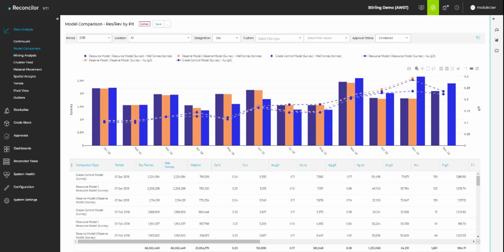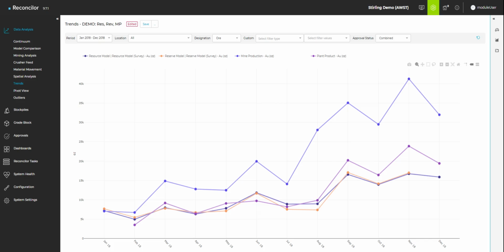So the model comparison screen gives us a clear visual representation of how the physical properties of the material, like mass and grade, compare to predictions, making it a vital tool for physical reconciliation. Lastly, let's take a look at temporal reconciliation with the trends data analysis screen. So this screen helps us analyse data over time, hence the trends name, ensuring that variances are tracked not just spatially or physically, but also across different time frames. And I've chosen a 12-month time frame here and looking at it by month.